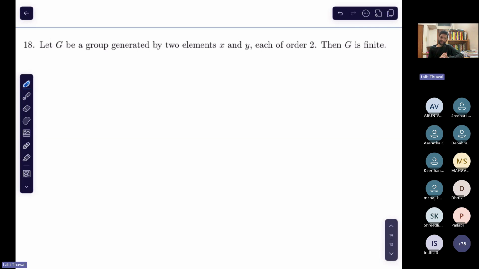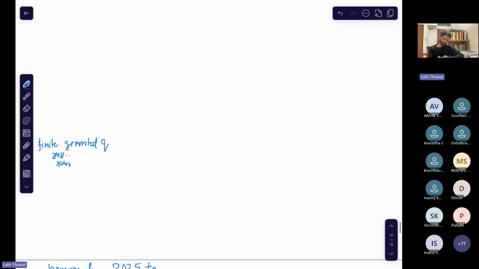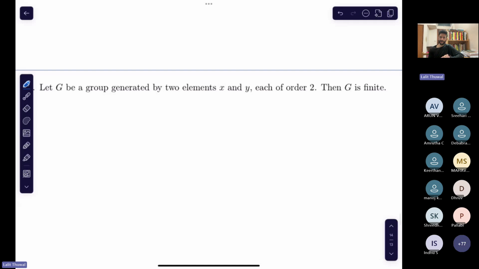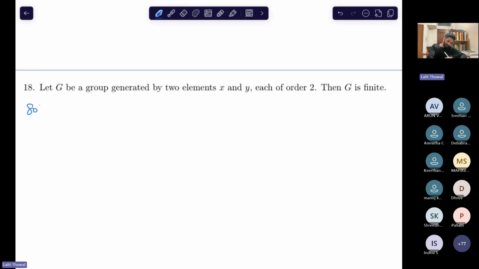Okay. So let G be a group generated by 2 elements X and Y, each of order 2, then G is finite. And there will be subsequent questions. Yeah, there will be a very good subsequent question after this. In the exam, how do you think about it? Let me tell you. You have group G generated by 2 elements of order 2, then G is finite.